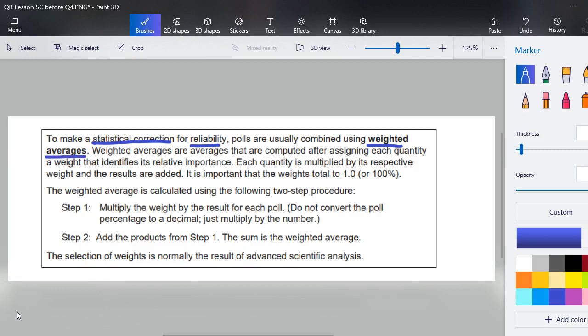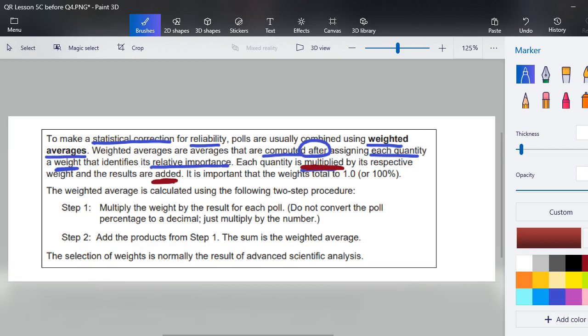Huge words to put in your notes. Weighted averages are averages that are computed after assigning each quantity a weight. That's why it's called a weighted average: it identifies its relative importance. And each quantity is multiplied by its respective weight. So I want to underline that in a different color. It's going to get multiplied by its respective weight, and then the results are added.